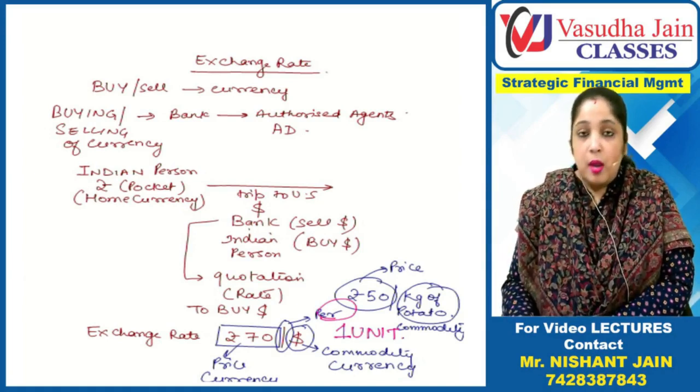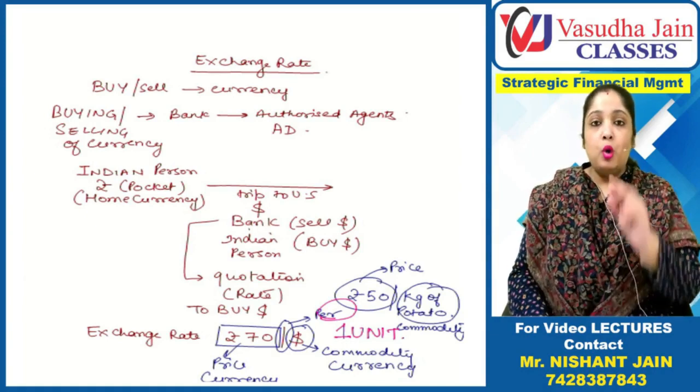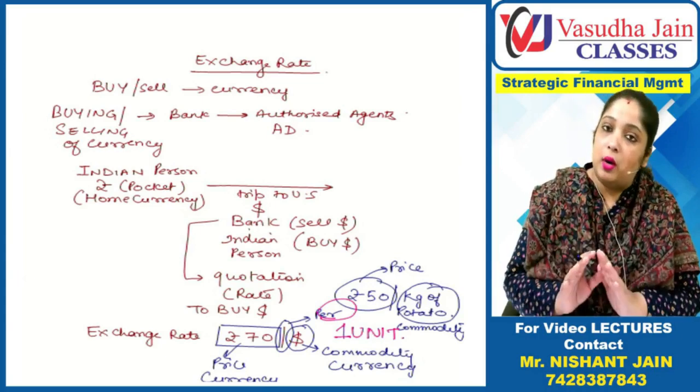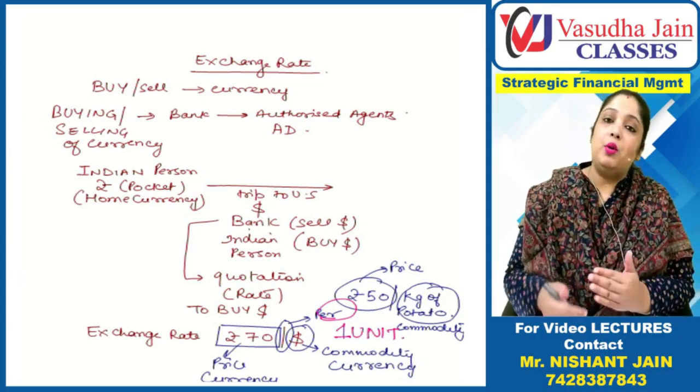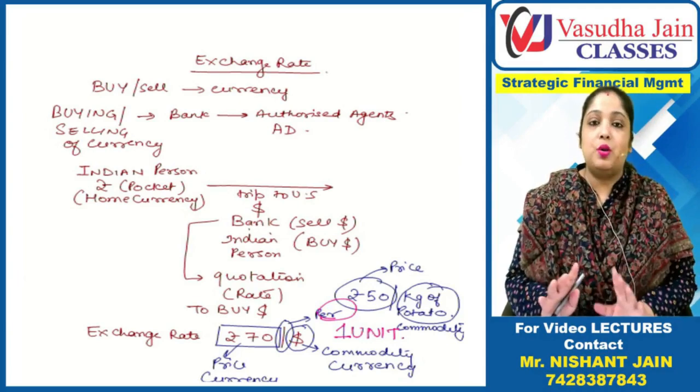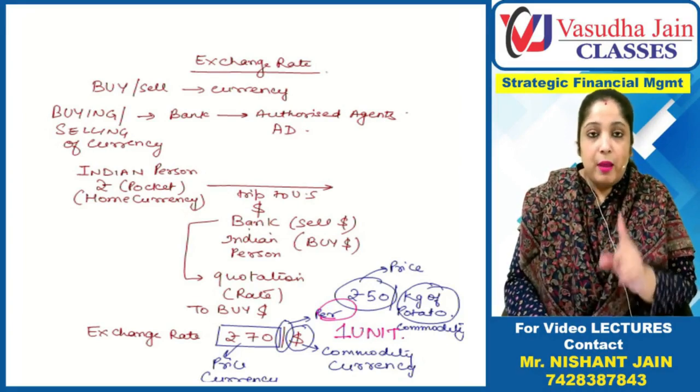So here also the bank will never say $2 will cost you 140. No, he will give you the rate of $1. Now you calculate yourself if you want to buy $10, $20. He will give you the rate of 1 unit of the currency only. So always remember this rule.